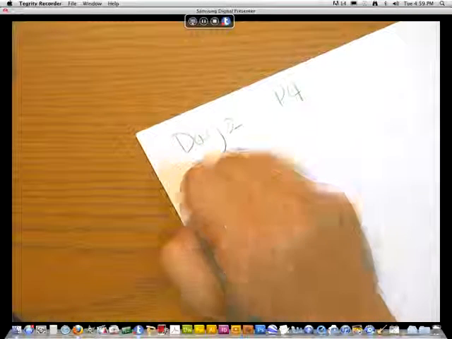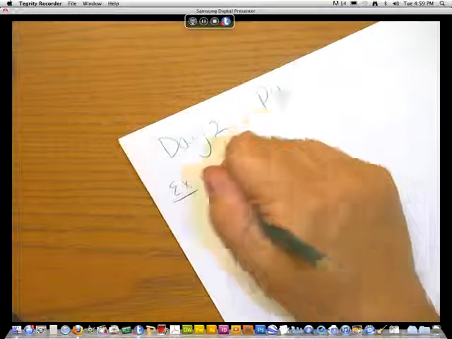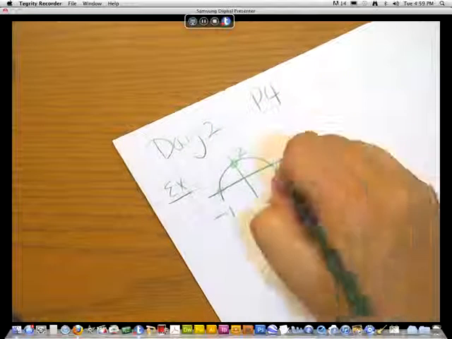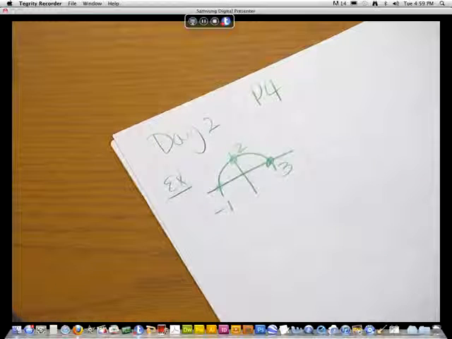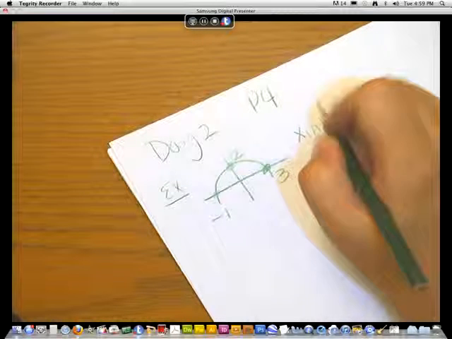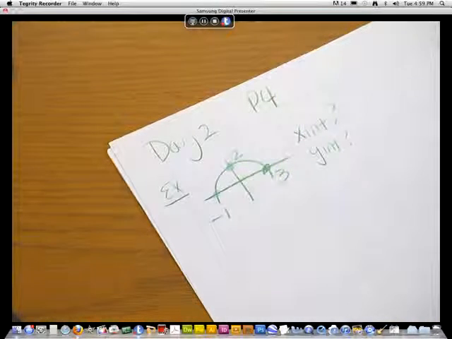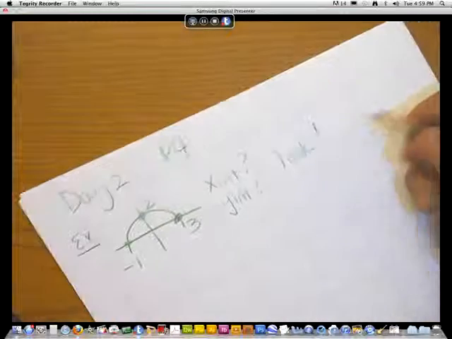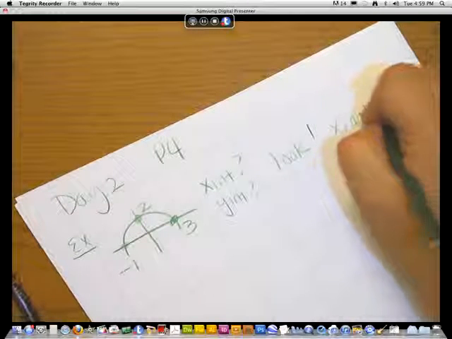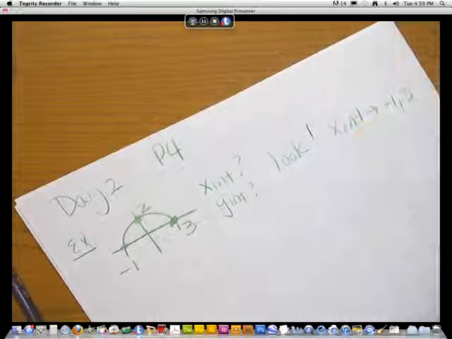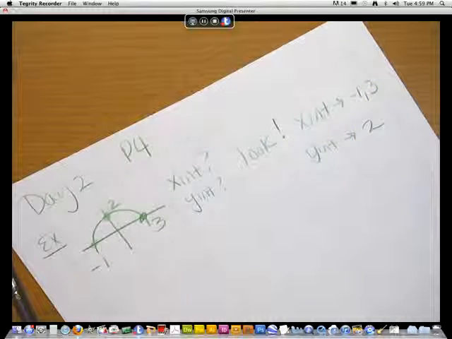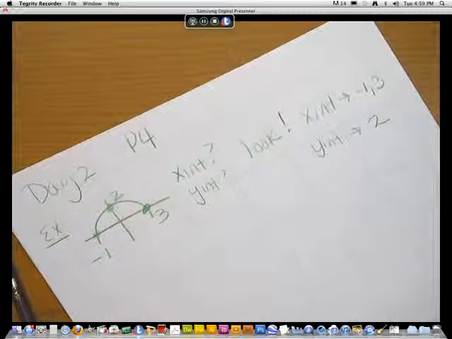So the very first example that we're going to look at is if you're given a picture, and here we're going to have a picture of a semicircle that has this kind of shape to it, and you're asked, what is the x-intercept and what is the y-intercept? All you're going to do is just look at the picture. What is the x-intercept? The x-intercept is -1 and 3. What is the y-intercept? It is 2, because that's where it crosses the axes. That's where it crosses the graph.